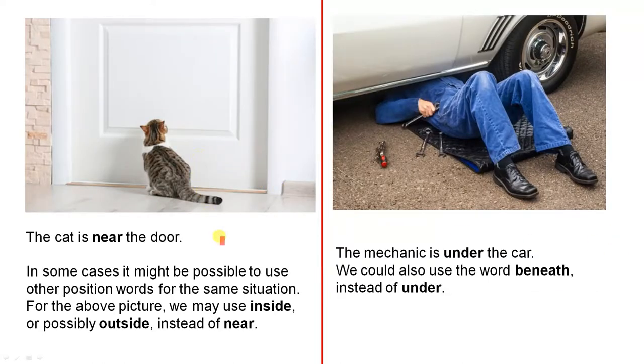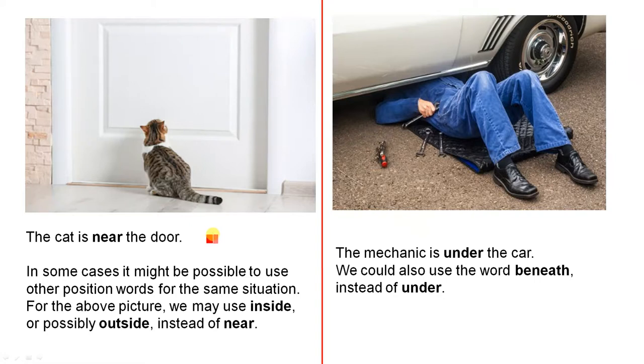Let's look at this one. The cat is near the door. You can see that. Quite easy to see. In some cases it might be possible to use other position words for the same situation. For the above picture we may use inside or possibly outside instead of near. So it depends whether the cat is inside the house or outside the house, inside the door, outside the door. It depends.